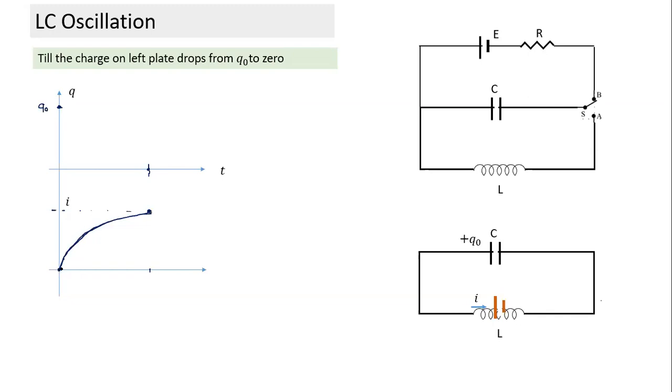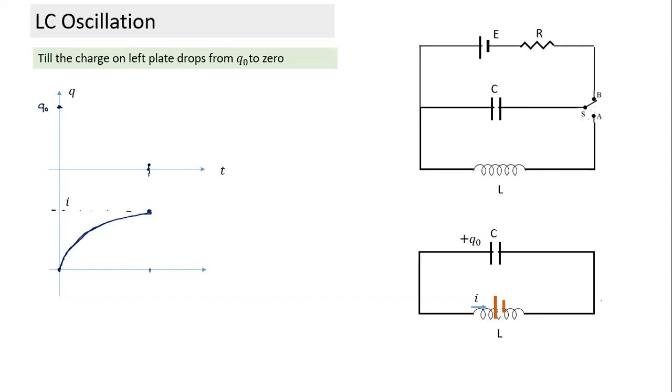What I notice here is that the current has grown from 0 to its maximum value. During this period, the charge on the capacitor has dropped from Q0 to 0, and the rate of growth of current has slowed down. So di/dt, the slope, is positive, but the magnitude of the slope is decreasing. This is what happened to the current.